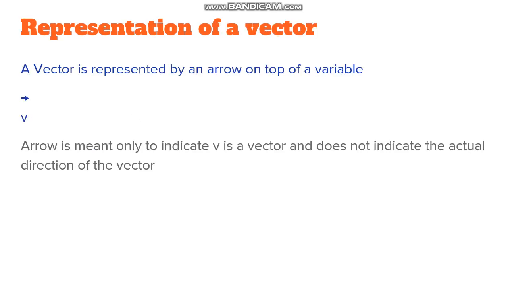Representation of a vector. A vector is represented by an arrow on top of a variable, something like this. The arrow is meant only to indicate that V is a vector and does not indicate the actual direction of the vector.